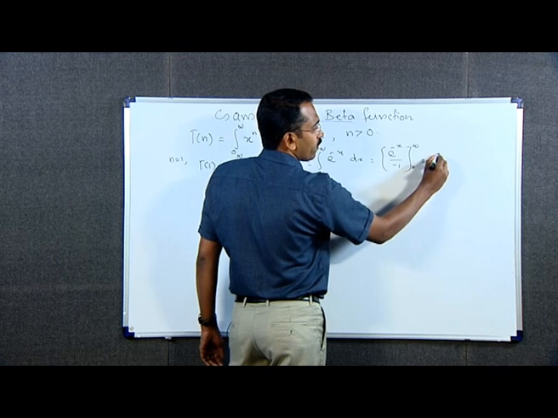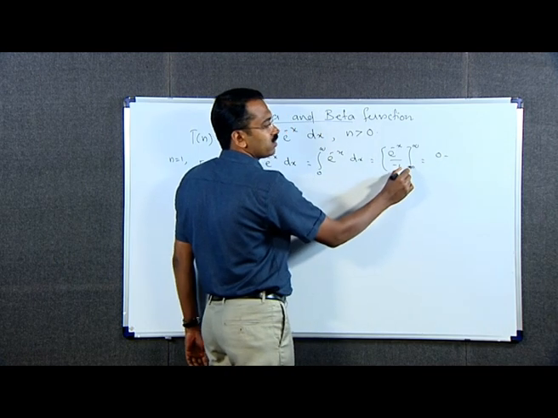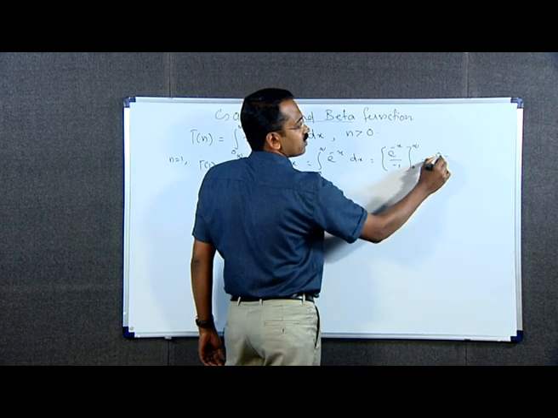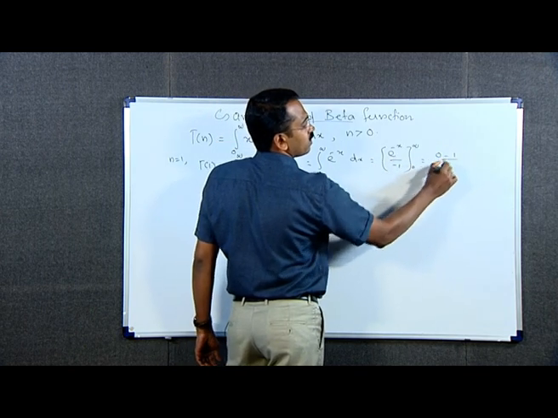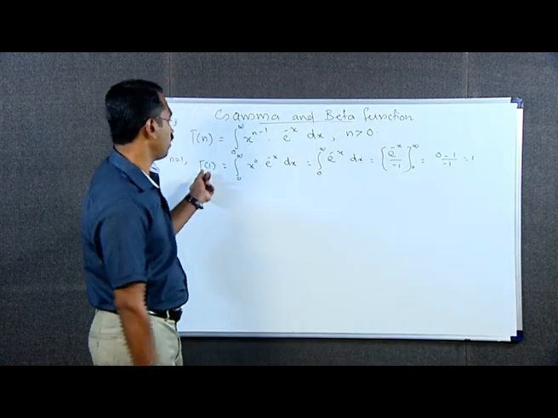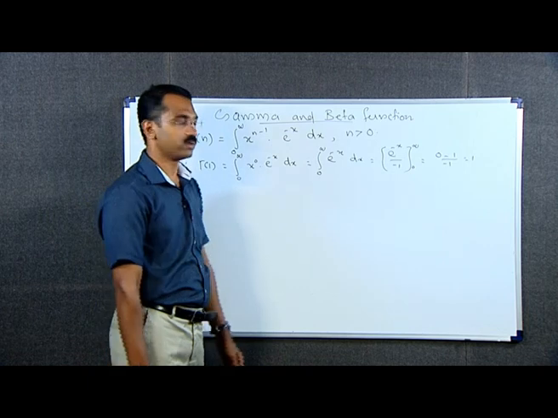0, minus, the lower limit is 0, that is e raised to 0 is 1, divided by minus 1, which is equal to 1. That is, gamma of 1 is equal to 1.